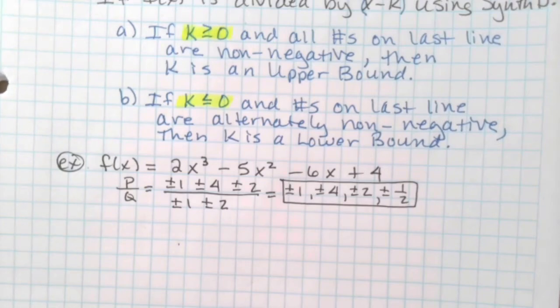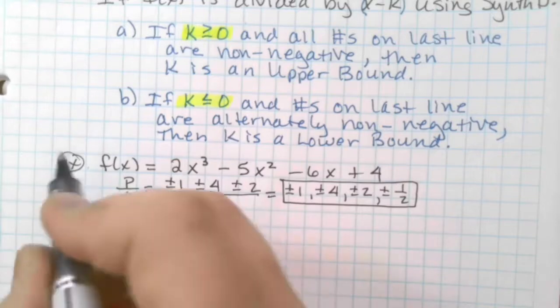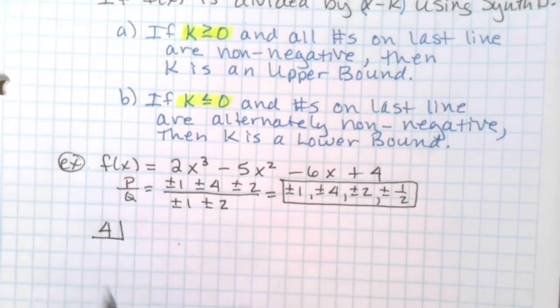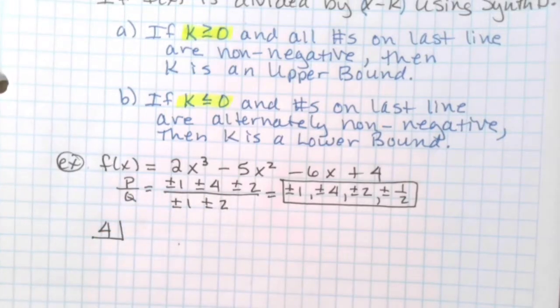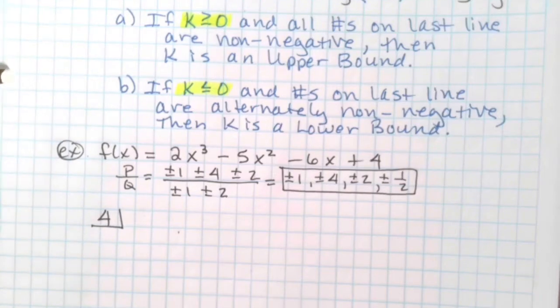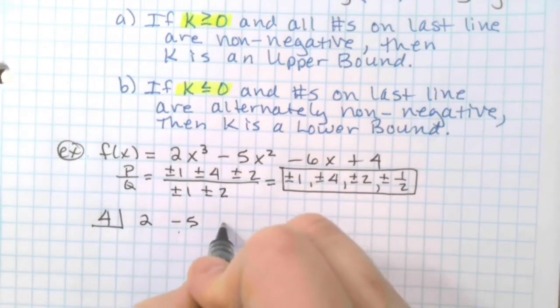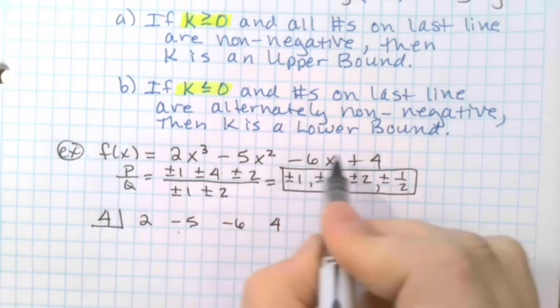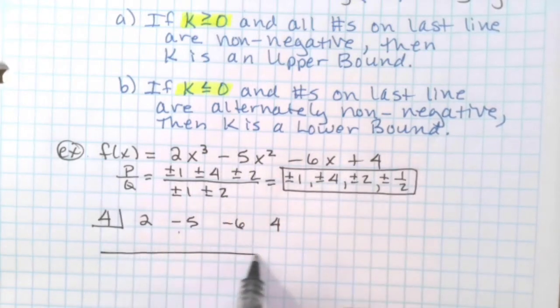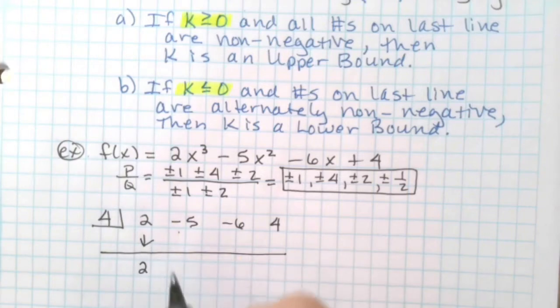Okay, so let's say that you pick 4, and you're going to divide it out. So you randomly pick 4 and use synthetic division to see if it's a 0. So 2, -5, -6, and 4. 3, 2, 1, 0. Nothing to fill.